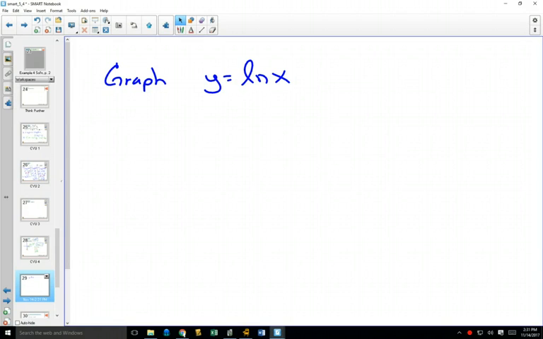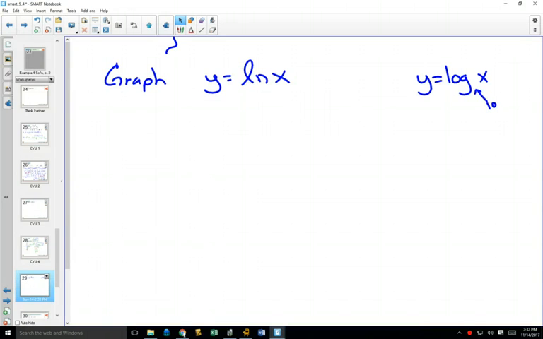So first of all, we already learned that there's a common log. And so when you write this, what's the base? 10. So we should write that in again. This has a hidden base of 10.